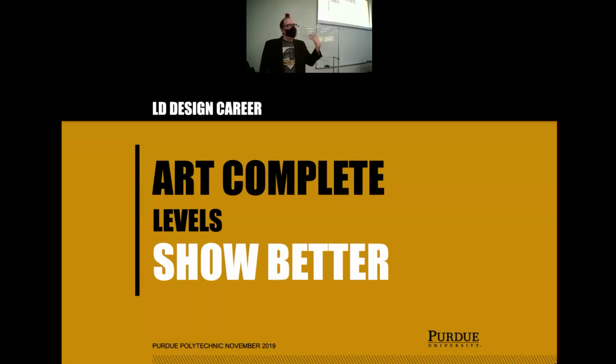So having arted up levels is really important. Okay, now showing white box stuff is still a thing you can totally do when you show your process. And the better portfolios do this.